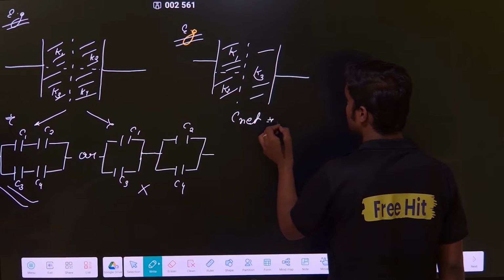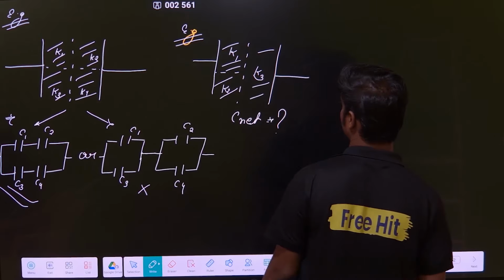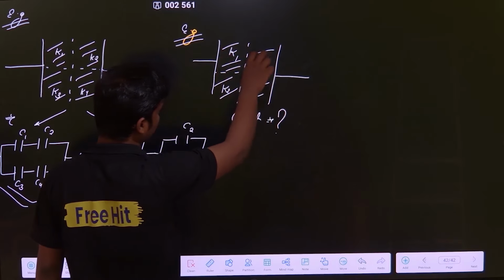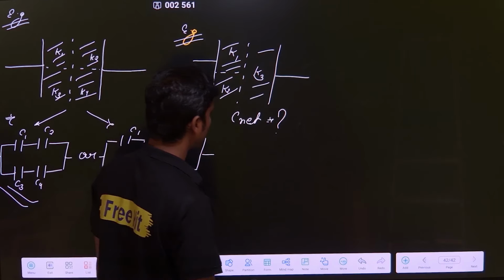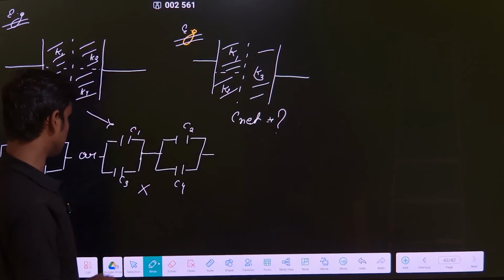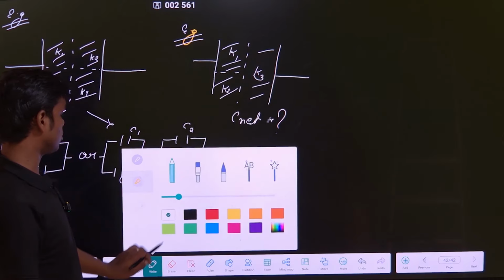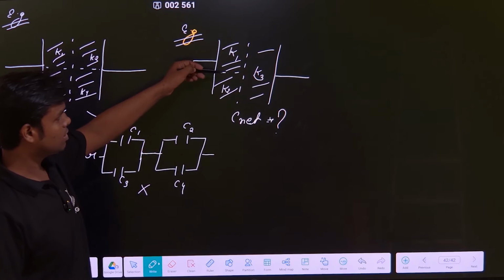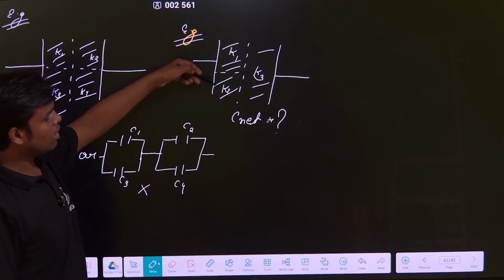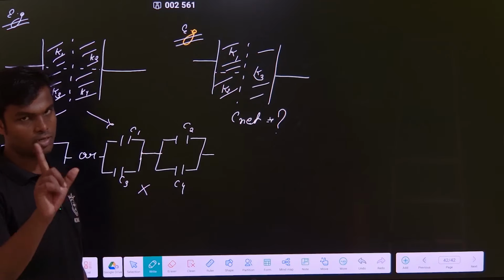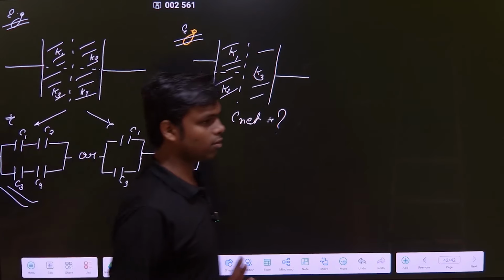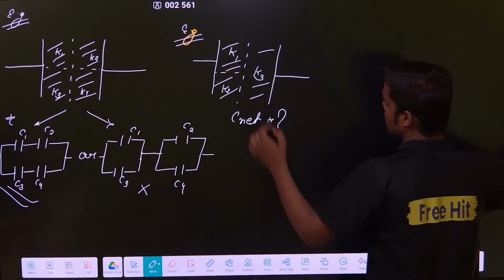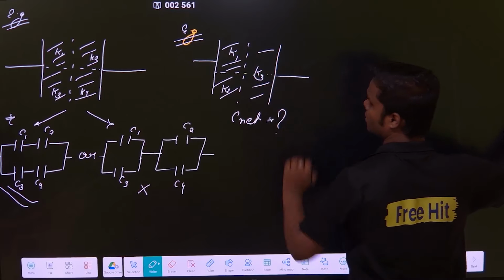So what a student has done is take this as parallel and then in series. That is wrong. First of all, what are the steps you have to do to solve this? You can't take these two as series, these two as parallel, and then take it in series with this. You can't do that. That is a completely wrong method. What you have to do is first break this into equal parts.